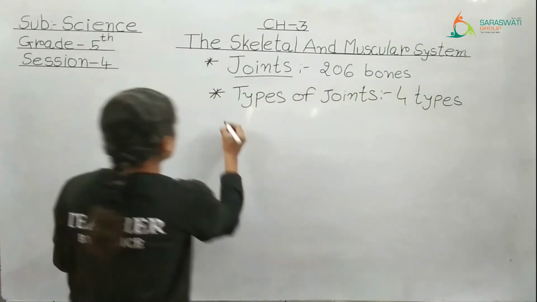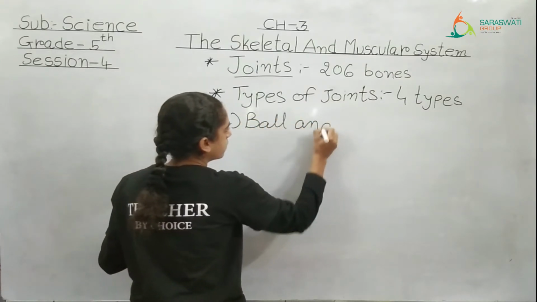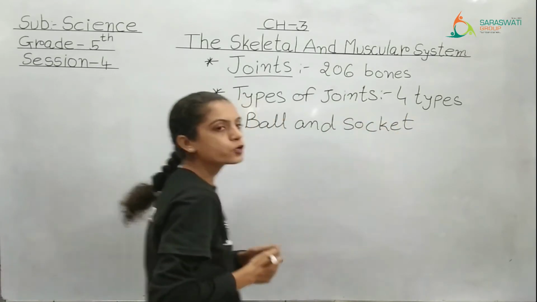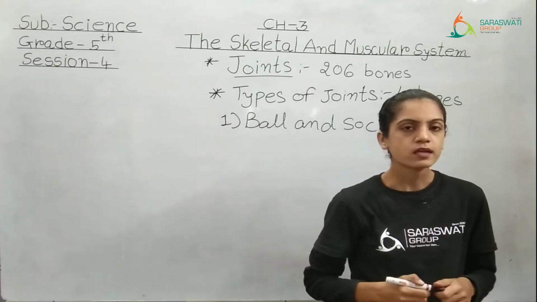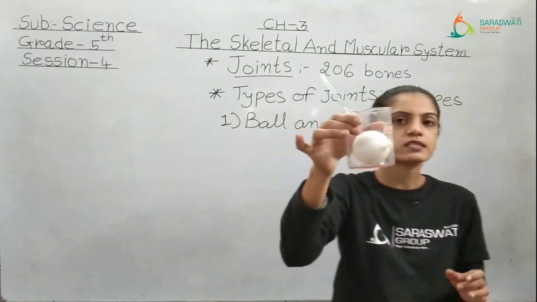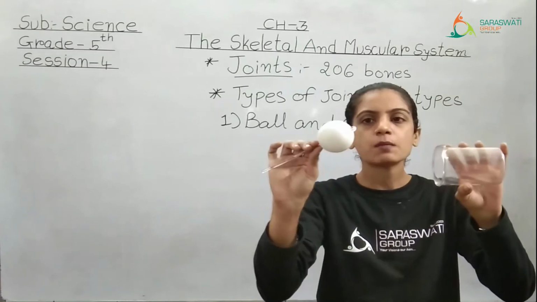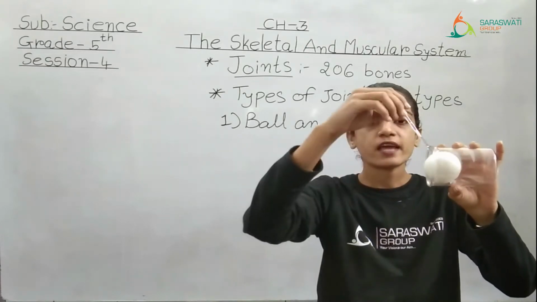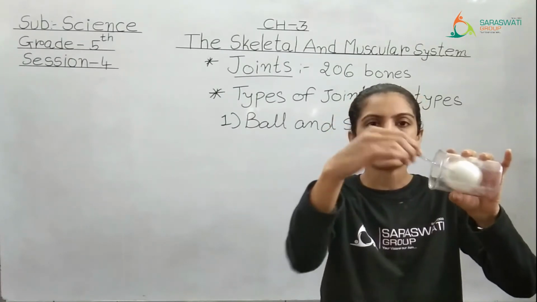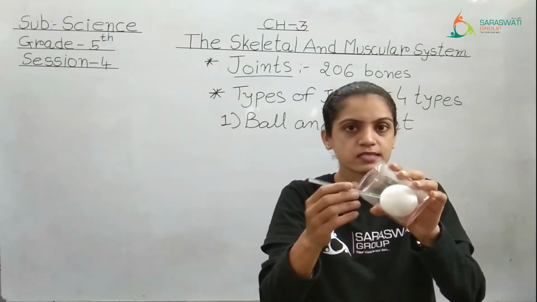The first one is the ball and socket joint. These two words you may be aware of. First, let me show you one thing. Here you can see I have certain things in my hand. If I keep this ball inside, it can move like this, in a round motion, in an up and down motion, in a left right motion. Yes or no? Fine.